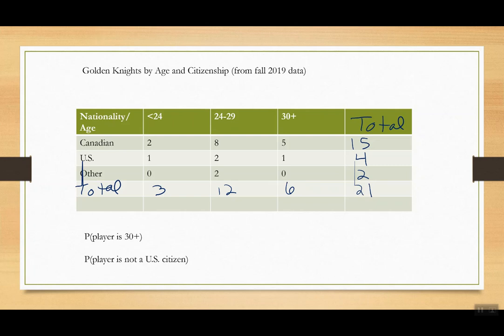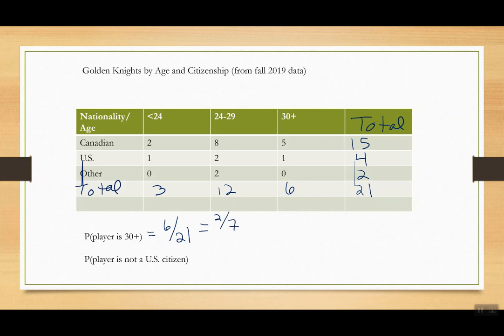All right, so the first question I asked is, what's the probability the person is 30 or over? So I can see there are 6 players out of the 21 that would be 30 and over. 6 is a multiple of 3, so it's 21, so I know I can reduce this to get 2 over 7.